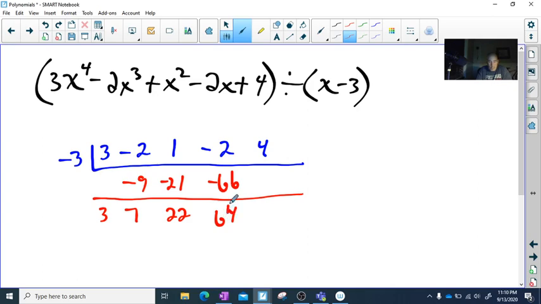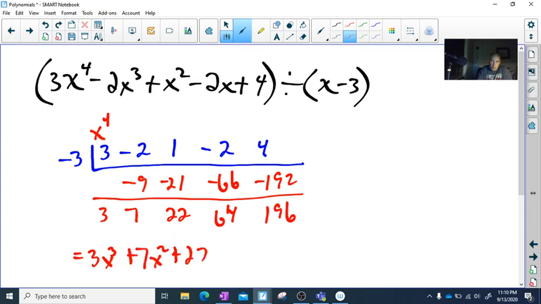That times that is negative 192. Subtract is going to give me positive 196. This was x to the 4. So remember, this will be 1 degree lower. So it's going to be 3x to the 3rd plus 7x squared plus 22x plus 64. And the remainder would be 196 if you did it out with long division.